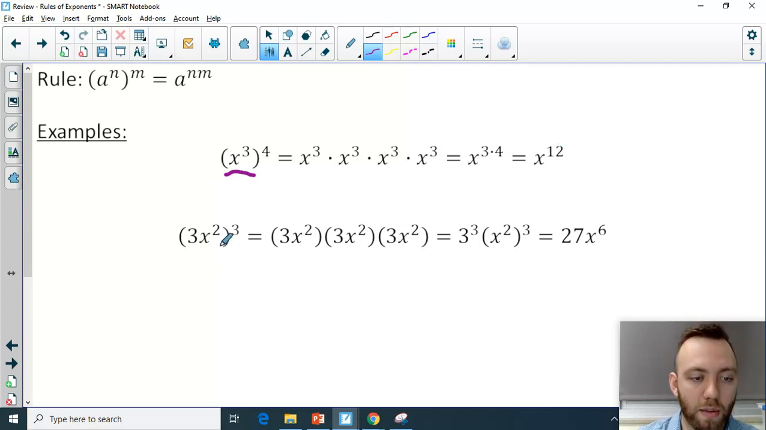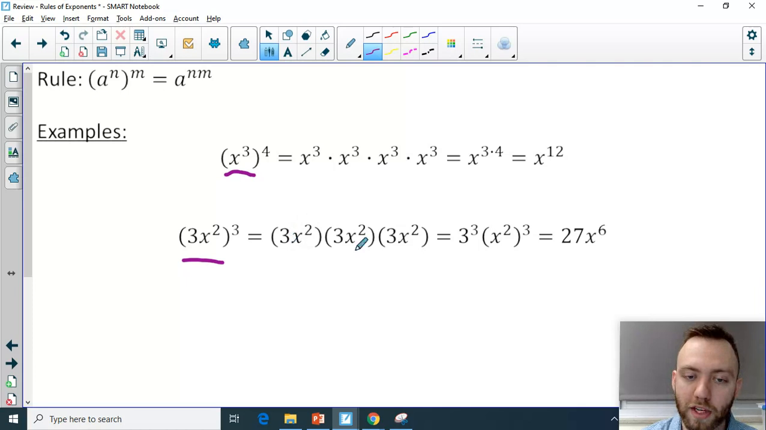And then down here is another good one to notice, right? So 3x squared all together cubed, what that means is 3x squared times itself 3 times. So when this 3 is bundled in here, we're going to get a 3 times 3 times 3, which is really 3 cubed. And then an x squared times x squared times x squared, which is x squared cubed.